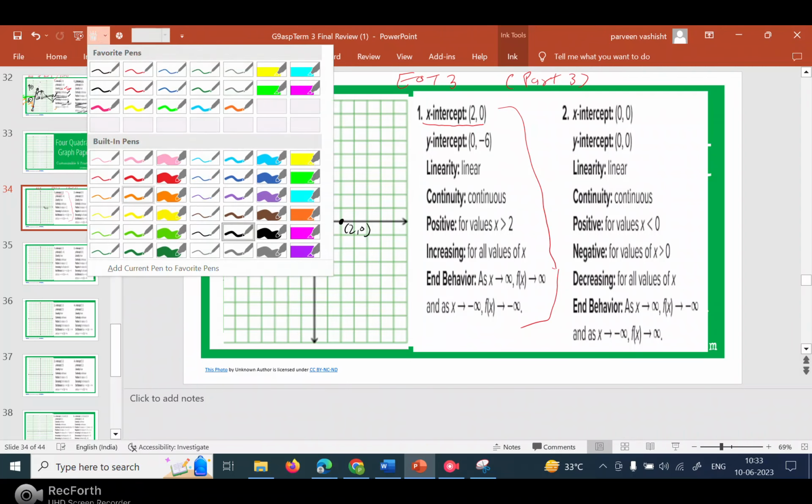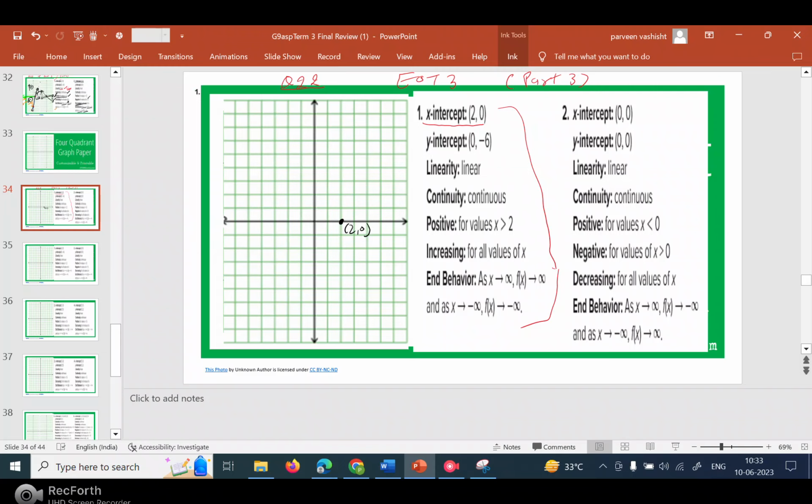The y-intercept is at (0, -6). So x is 0 on this line: negative 1, negative 2, negative 3, negative 4, negative 5, negative 6. This is my y-intercept. It is (0, -6). So show the points clearly on your graph.